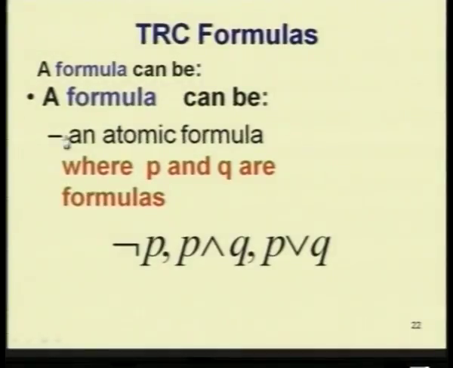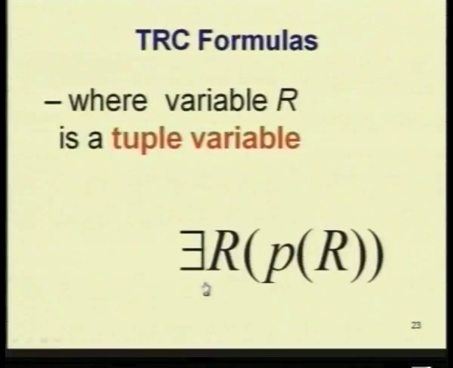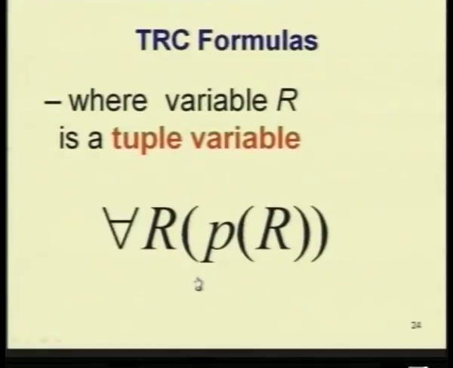And in addition, you can have a formula built from atomic formulas, where P and Q are formulas. These are the comparison operations, and these are the logical operations. This is not P, this is P and Q, where both have to be true, or P or Q, where one of them is true, and so on. And you can also have the quantifiers: there exists an X, a tuple for which this predicate is true, and for all X, all tuples for which this predicate is true.